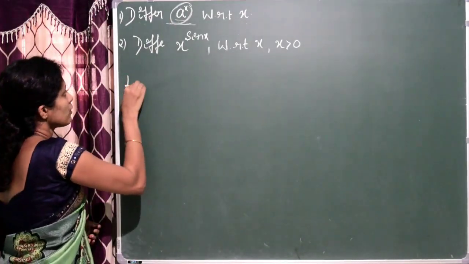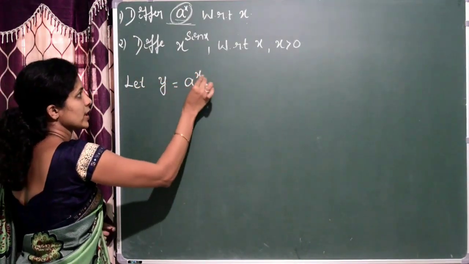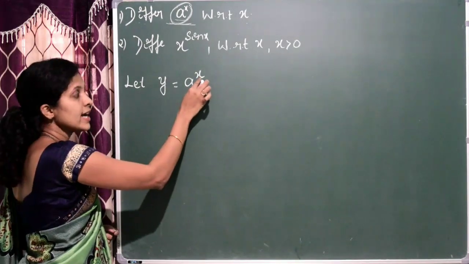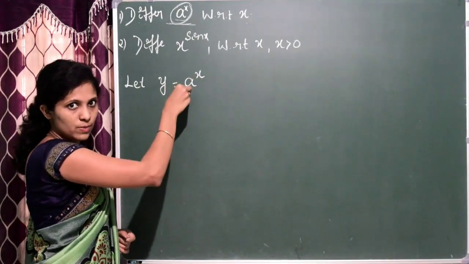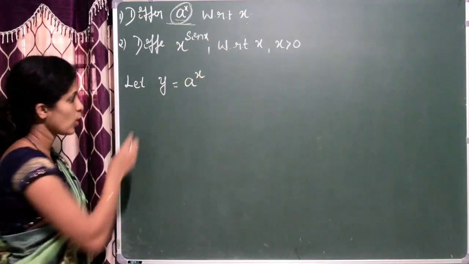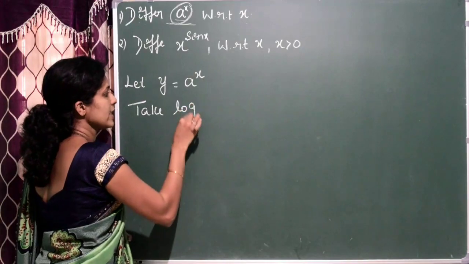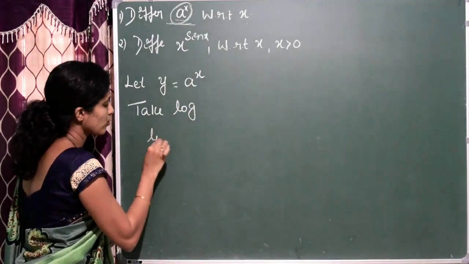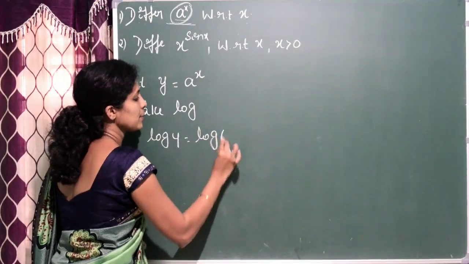First what we'll do? First we'll consider let y is equal to a to the power x. Here you can observe this, a is a constant and x is a variable. So logarithmic is applicable for such problems also. Okay. Now we'll consider log on both sides. Take log on both sides. So this is now log y, right, is equal to log of a to the power x.